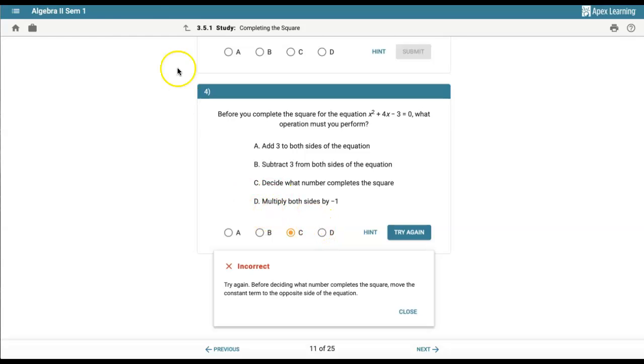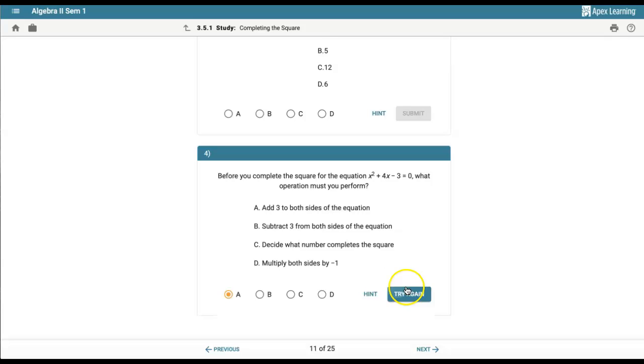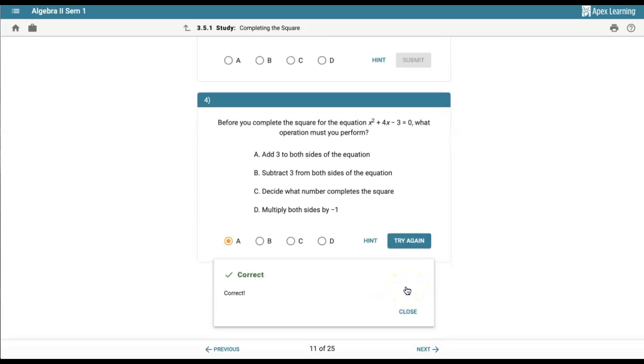All right, so we'll move the constant to the other side. So we'll add 3 to both sides here, okay? But I will argue with Apex on this one, all right?